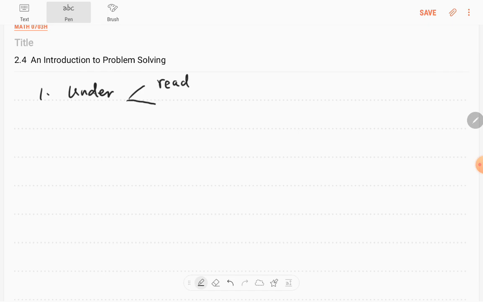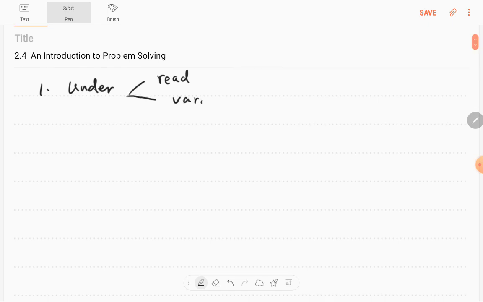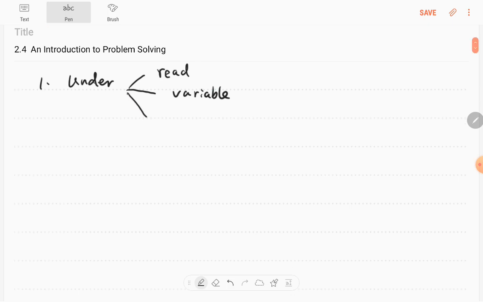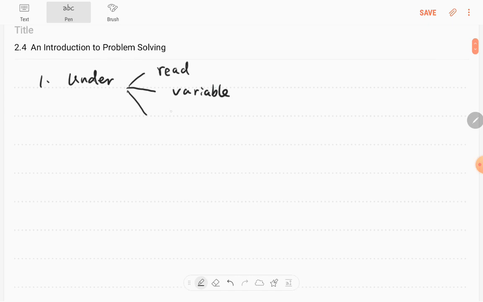Next step, we want to choose a variable. Choose a variable to represent the unknown. So which means we should select maybe the X, right? So next step, if possible, you need to draw a picture to help you understand. Sometimes the drawing is really helpful. Okay, so the first step we call it understanding the problem.